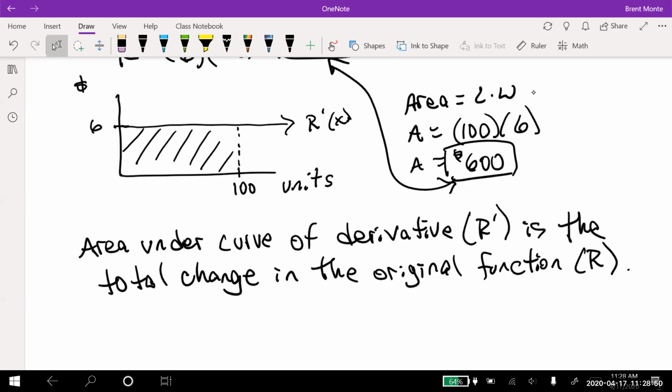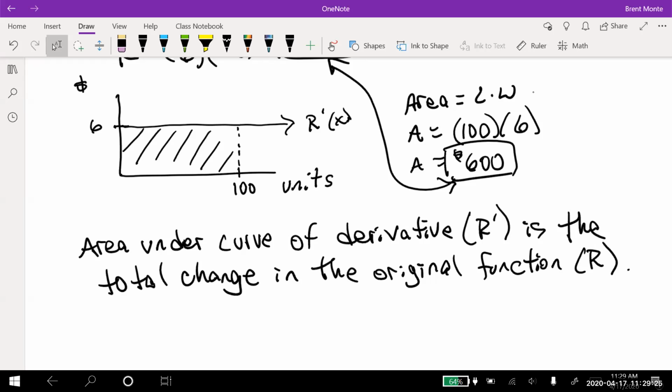Well, so what we're going to do is we're going to use this idea. This is what this whole section's about. We're going to say, hey, if I can find the total area under the curve of the derivative, I'll get the total change in the original function. So notice, I don't know what the revenue function is. It'd be easy to figure out if it's $6 per unit, it's just 6x, but I didn't use that revenue equals 6x to find this answer. I found it just by finding the area under the curve. Okay.